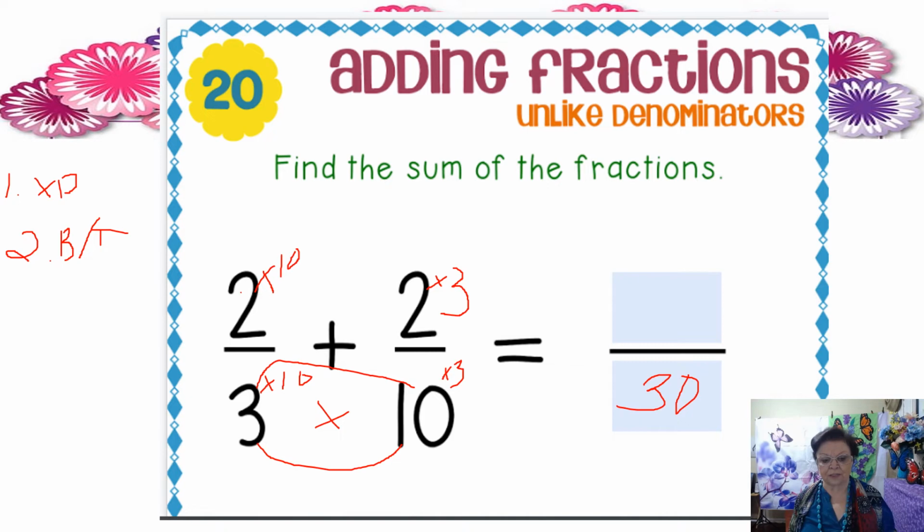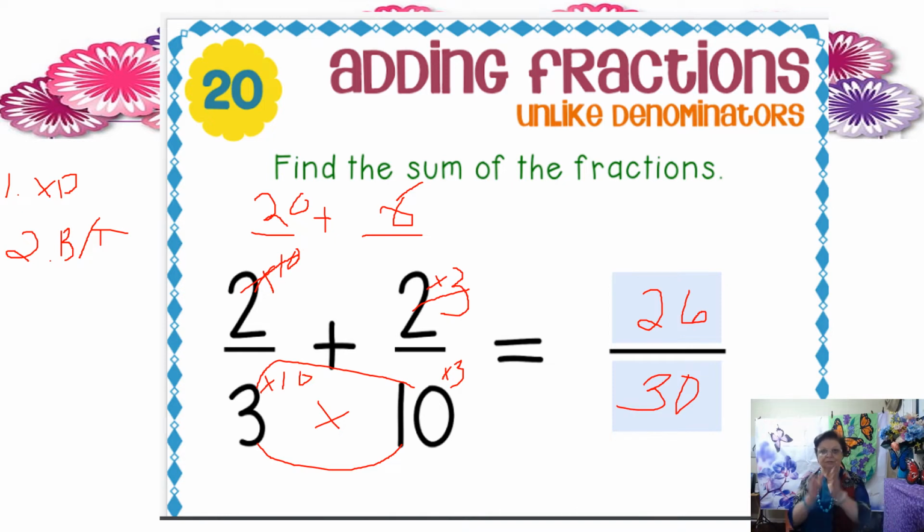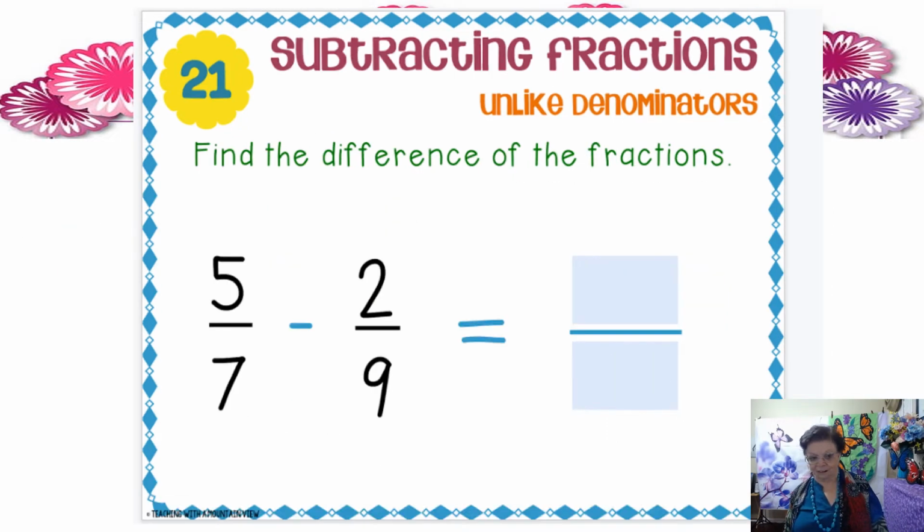What is 2 times 10? 20. Plus, what is 2 times 3? 6. Now, whoa, that's a terrible 6. Now we add 20 plus 6, which is 26. Boom. Done. I think you guys are getting this.